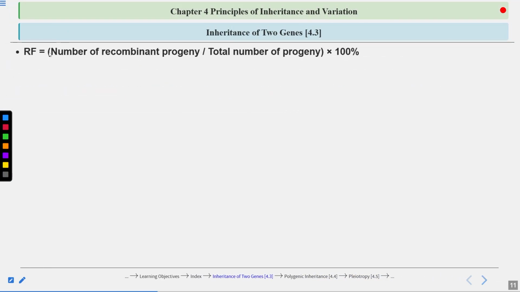Now, how can you calculate recombination frequency? There is a simple formula for that: number of recombinant progeny divided by total number of progeny. Here, the number of recombinant progeny is 5 and the total number of progeny is 10. So 5 divided by 10, times 100, gives you the percentage recombination frequency.